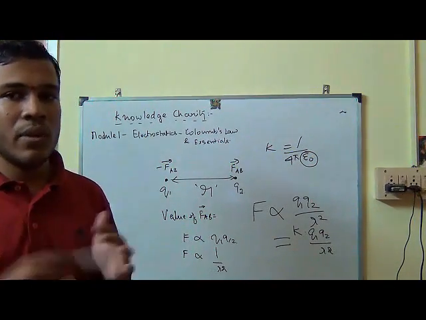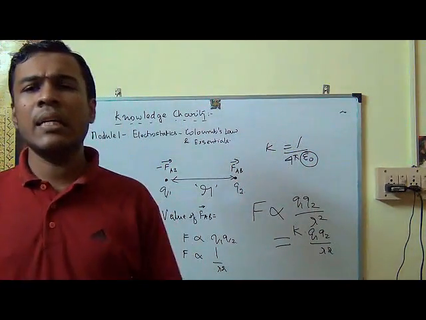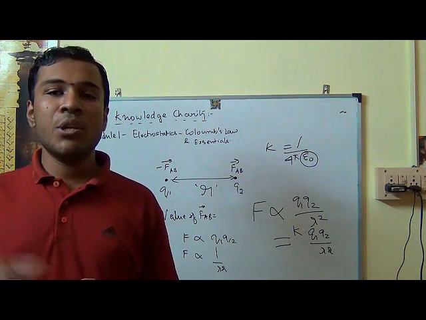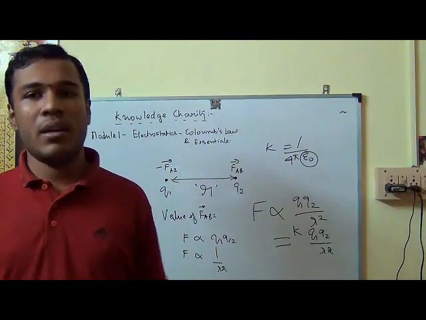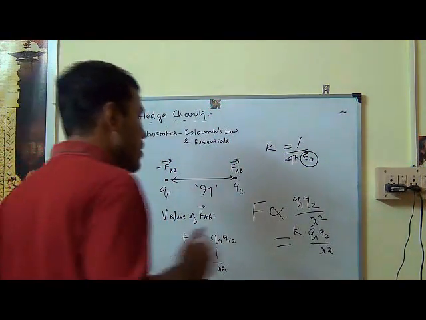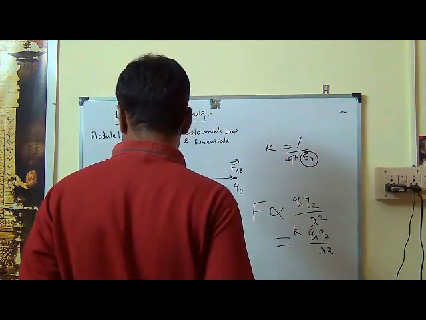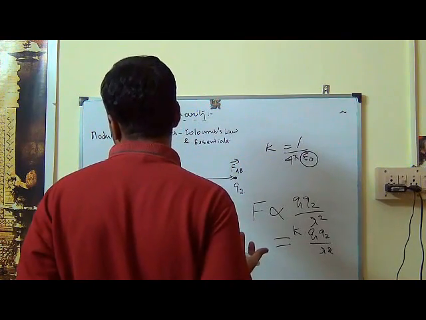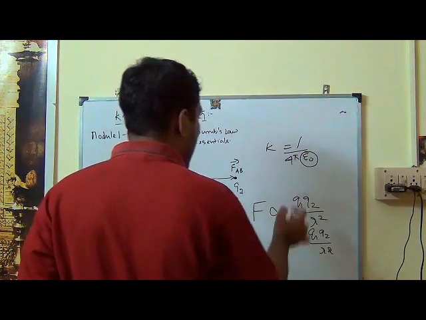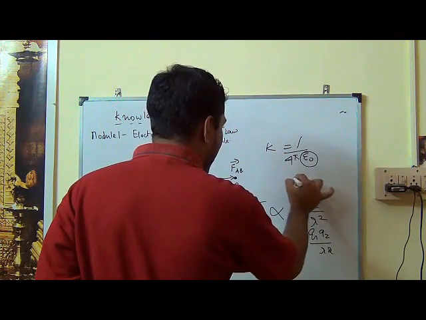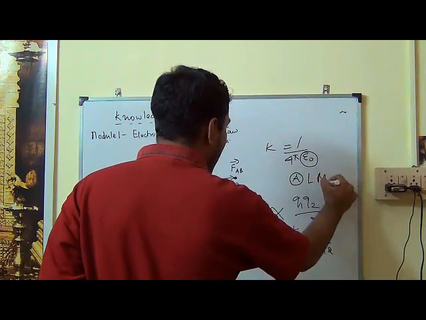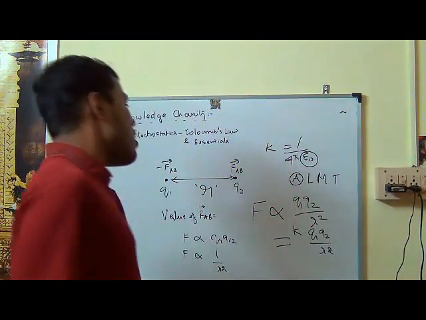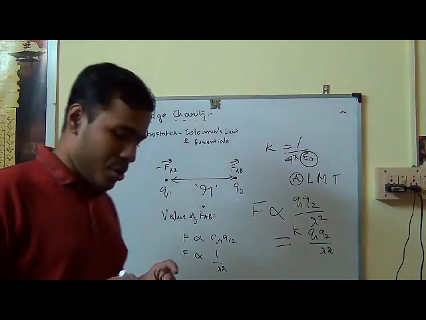I will ask you here to find the dimensional formula of epsilon naught. You can assume current as amperes, length as length, mass as m, and t as time. You can assume your own dimensions.